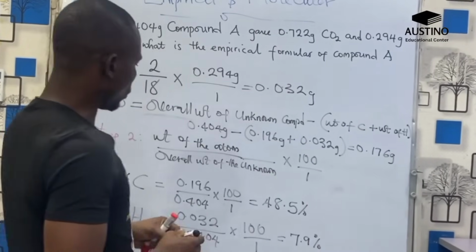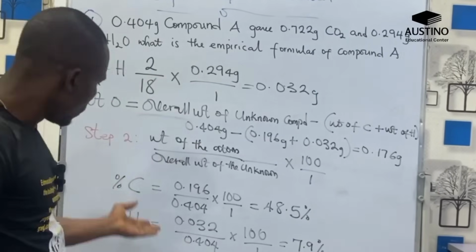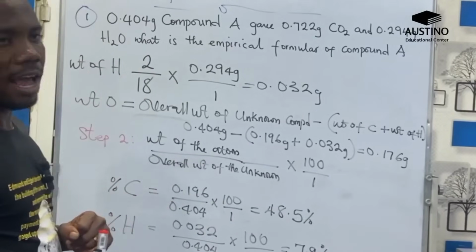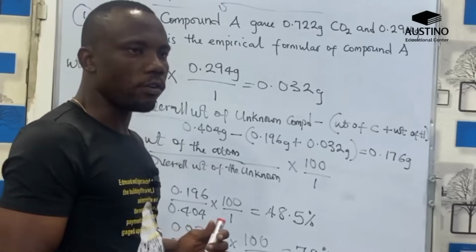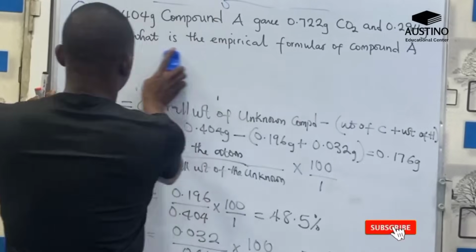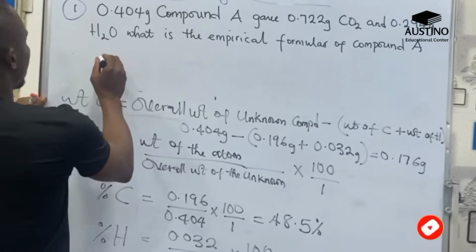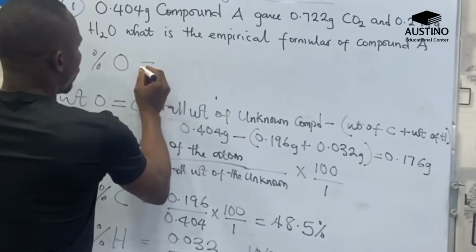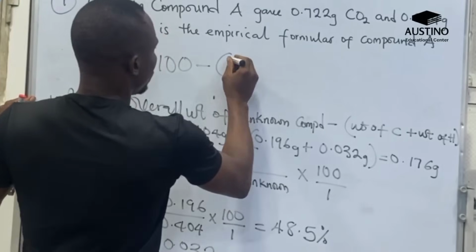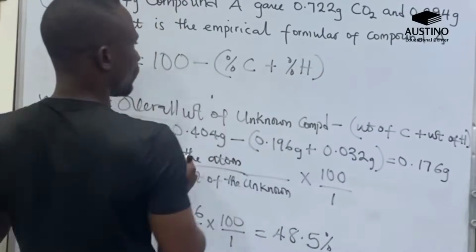7.9% for hydrogen. So you can see we have determined the percentage composition of carbon in the unknown compound, the percentage composition of hydrogen in the unknown compound, and then what is left is the percentage composition of oxygen. Knowing too well that oxygen is present in both compounds, CO2 and water, the percentage composition of oxygen will be equal to 100 minus the percentage composition of carbon plus the percentage composition of hydrogen. That is the formula we apply.